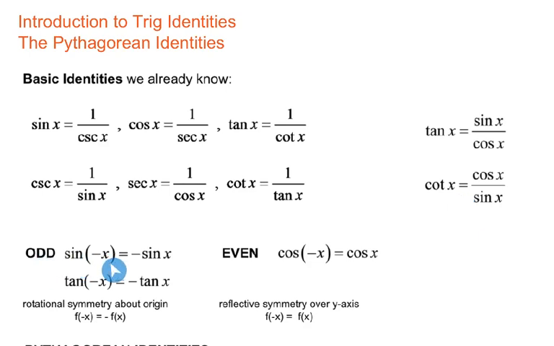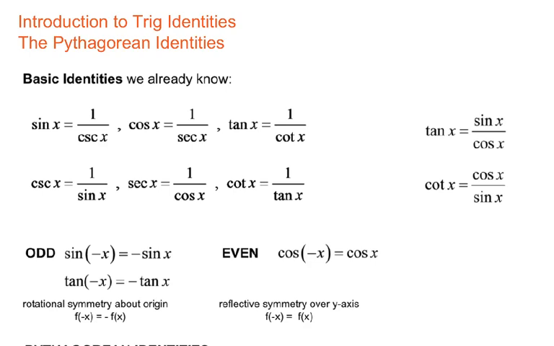We know that odd functions have rotational symmetry about the origin. So sine and tangent are both odd functions, which means sine of negative x is the same as negative sine of positive argument x. Whereas cosine is even, and it has reflective symmetry across the y-axis. And we can say cosine of negative x, essentially, we can just take that negative and throw it away and make it cosine x. So we know these, we understand them, we have them stored.